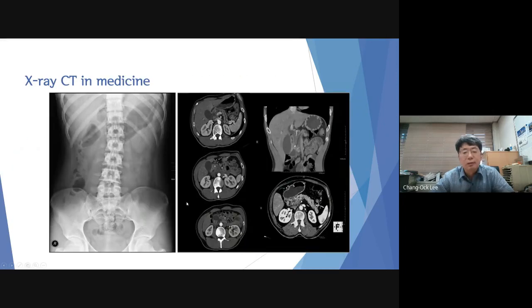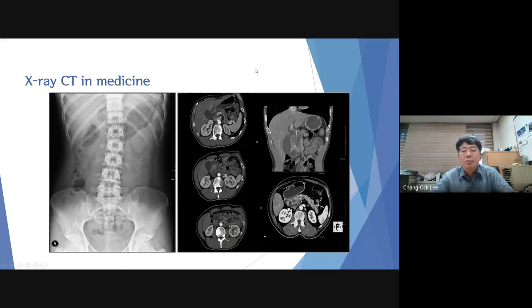So this is X-ray. This is actually X-ray imaging. The left picture is an X-ray image you can see in the hospital. You can see the spine, or the ribs. You can see this kind of X-ray image, and from a bunch of these X-ray images, you construct the internal structure of the human body.